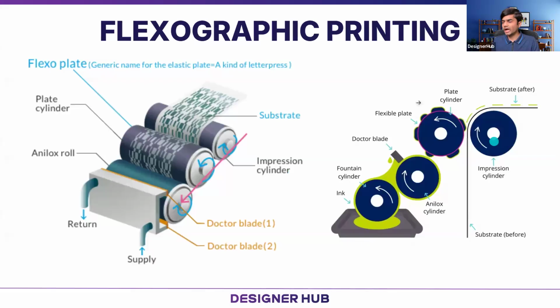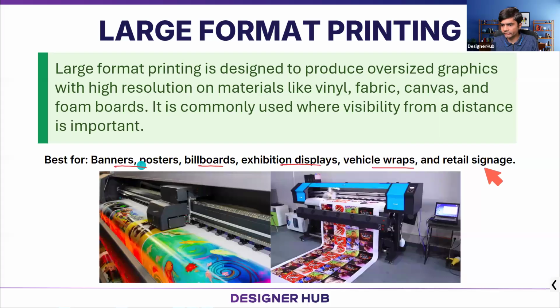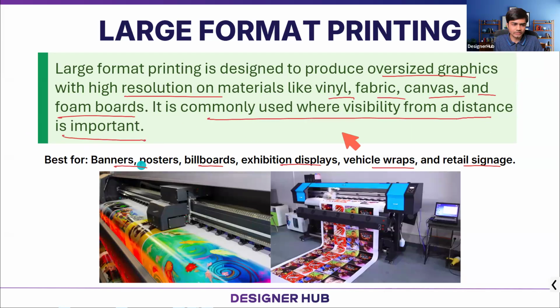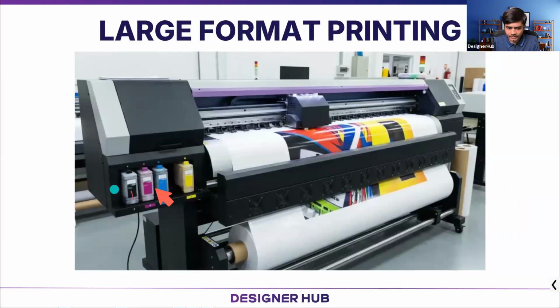Let's go further. Large format printing, most widely used, is nothing but the billboards, banners, posters, exhibition displays, vinyl wraps, and retail signages, because these are very huge. Designed to produce oversized graphics with high resolution on materials like vinyl, fabric, canvas, and foam boards. It's commonly used where visibility from a far distance is important. Okay. And these printers look something like this. They have the same nozzles of CMYK, which you can see over here: black, cyan, magenta, yellow. Okay. And it is printing like nozzles.